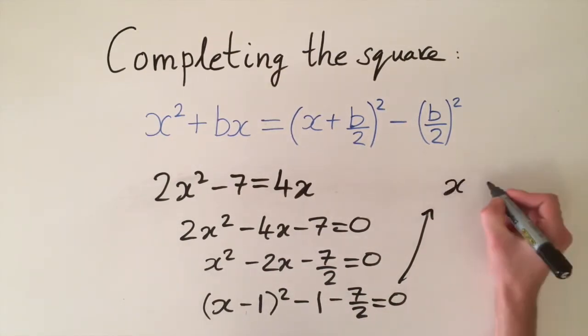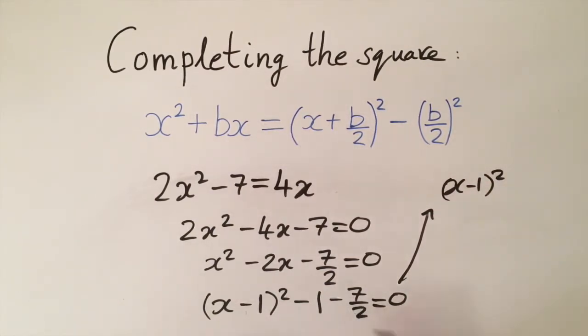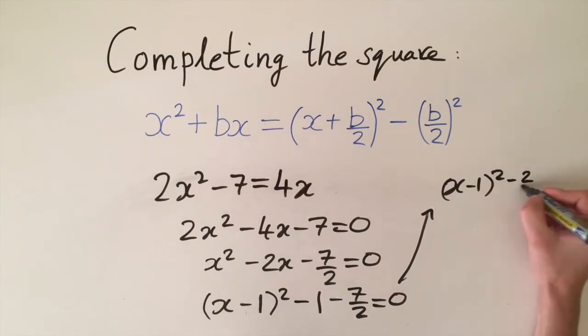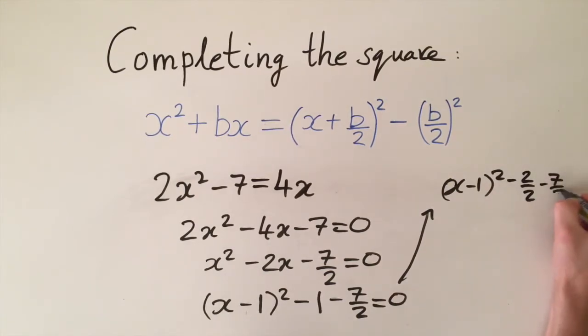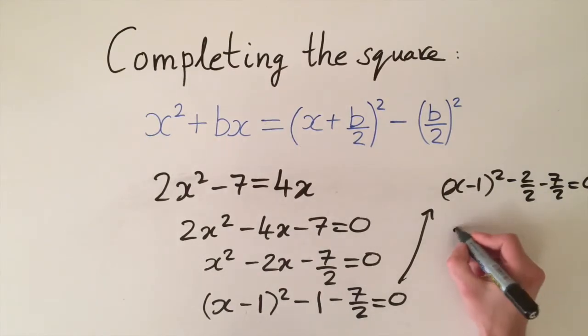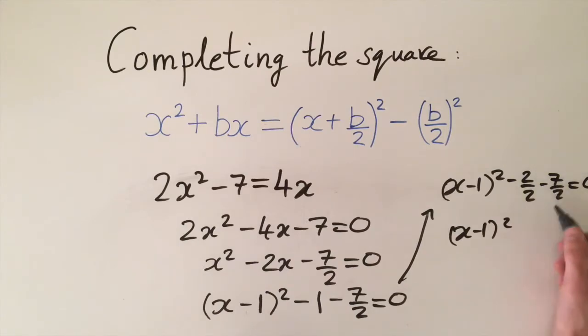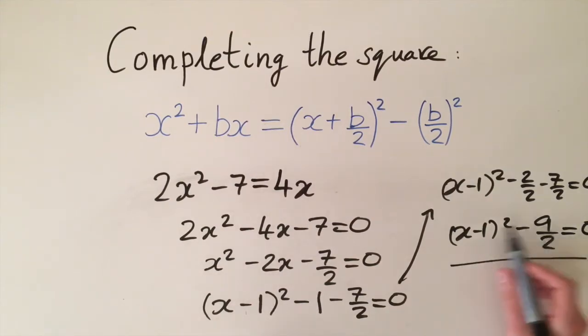So we still have x minus 1 squared, and then minus 1 minus 7 over 2, that's the same as minus 2 over 2 minus 7 over 2. This is equal to 0, and then this is easier to collect. We just have x minus 1 squared minus, we just add the numerators, we get minus 9 over 2. And this is equal to 0. So this is the completed the square form of this equation, and in the next video I'm going to show you why this is useful. It'll be a lot easier to solve this equation now.